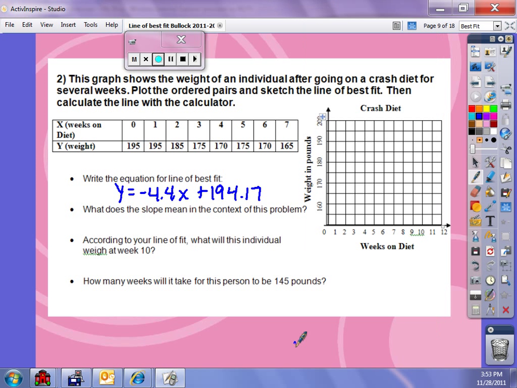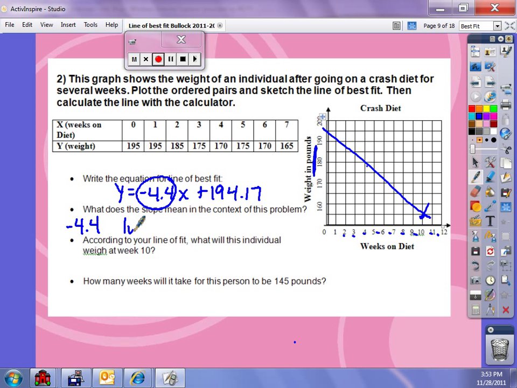All right, so what do all of these things mean? What does the slope mean in this problem? Okay, well, our slope is negative 4.4. So it's showing a decrease, right? Our line goes something like this. So as the number of weeks on our diet increases by 1 week, this is going to be the amount of weight that the person is losing on average per week.